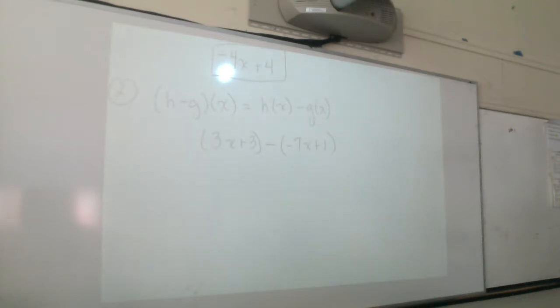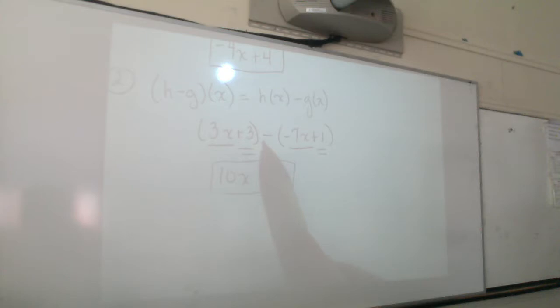Now, there's a couple of ways you can do this. You can take this negative and distribute, or you can just subtract like terms. So it's really up to you. I think it's easier just to subtract like terms. You got to be careful. 3 minus a negative 7. So 3 minus a negative 7 makes that plus a positive, so that's 10x. Or 3 minus 1, that's giving us 2. So 10x plus 2. I think I'll show you how to do it the other way, and then you can decide how you want to do it.